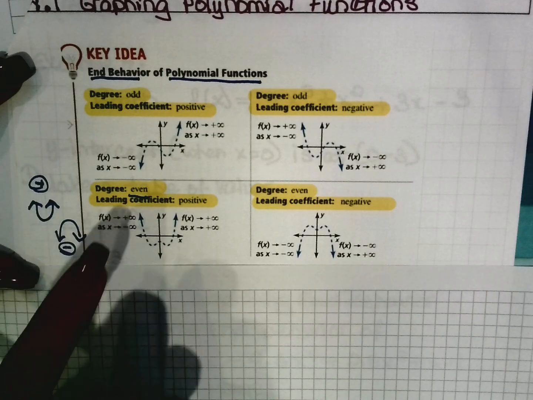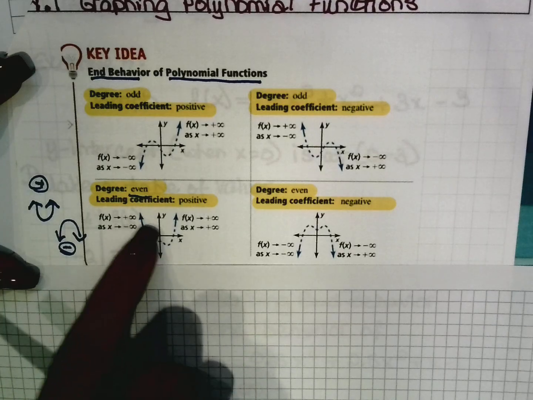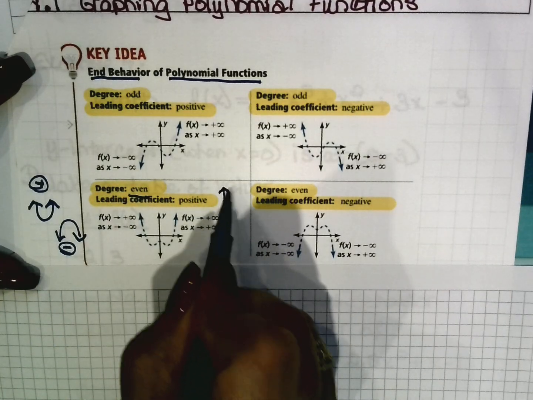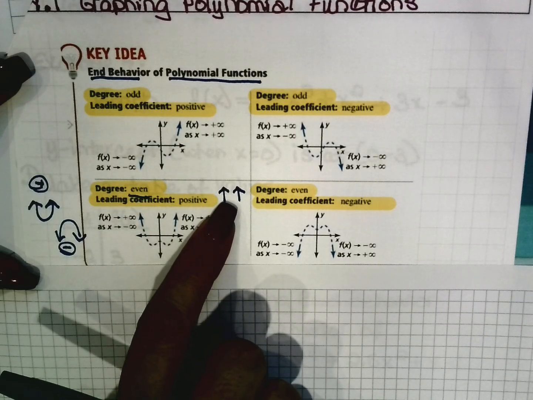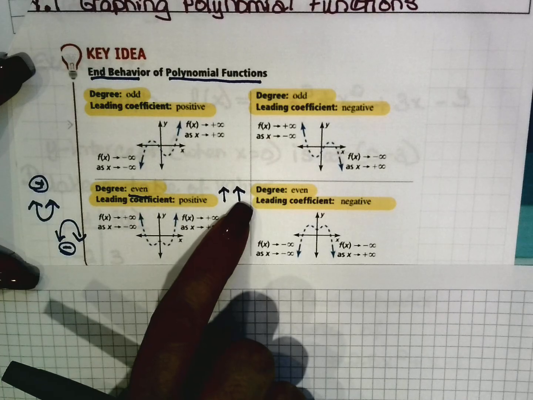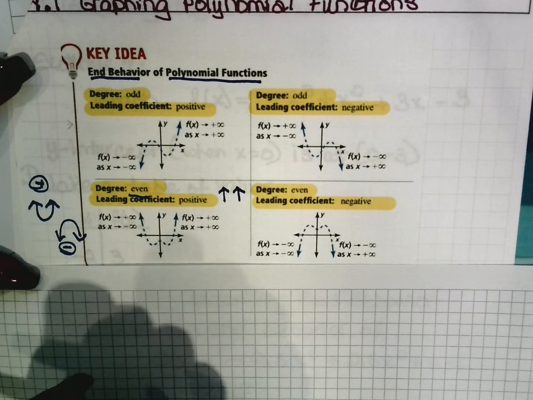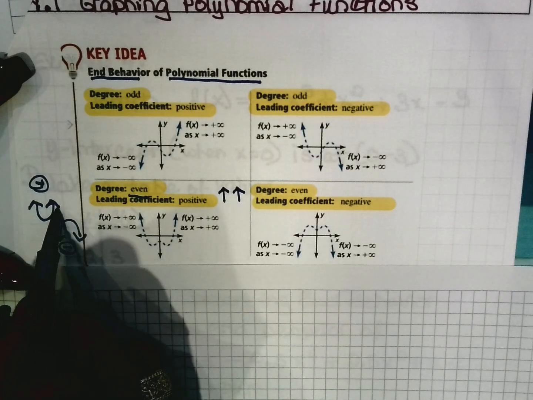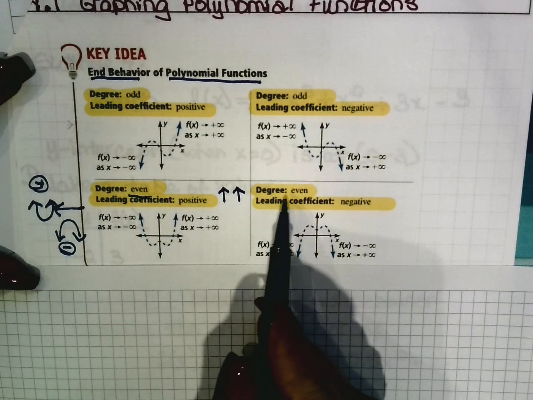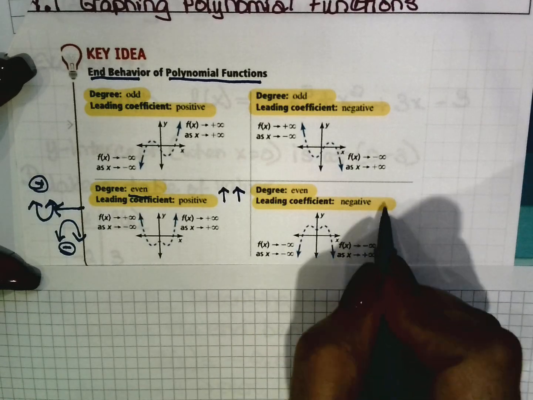So if you have an even degree polynomial and the leading coefficient is positive, your end behavior is going to be up and up. That means as x goes to negative infinity, the function goes to positive infinity. As x goes to positive infinity, the function still goes to positive infinity, up and up. That's if it's even and the leading coefficient is positive, like this. Similarly, if it's even and the leading coefficient is negative, we're going to go down and down.